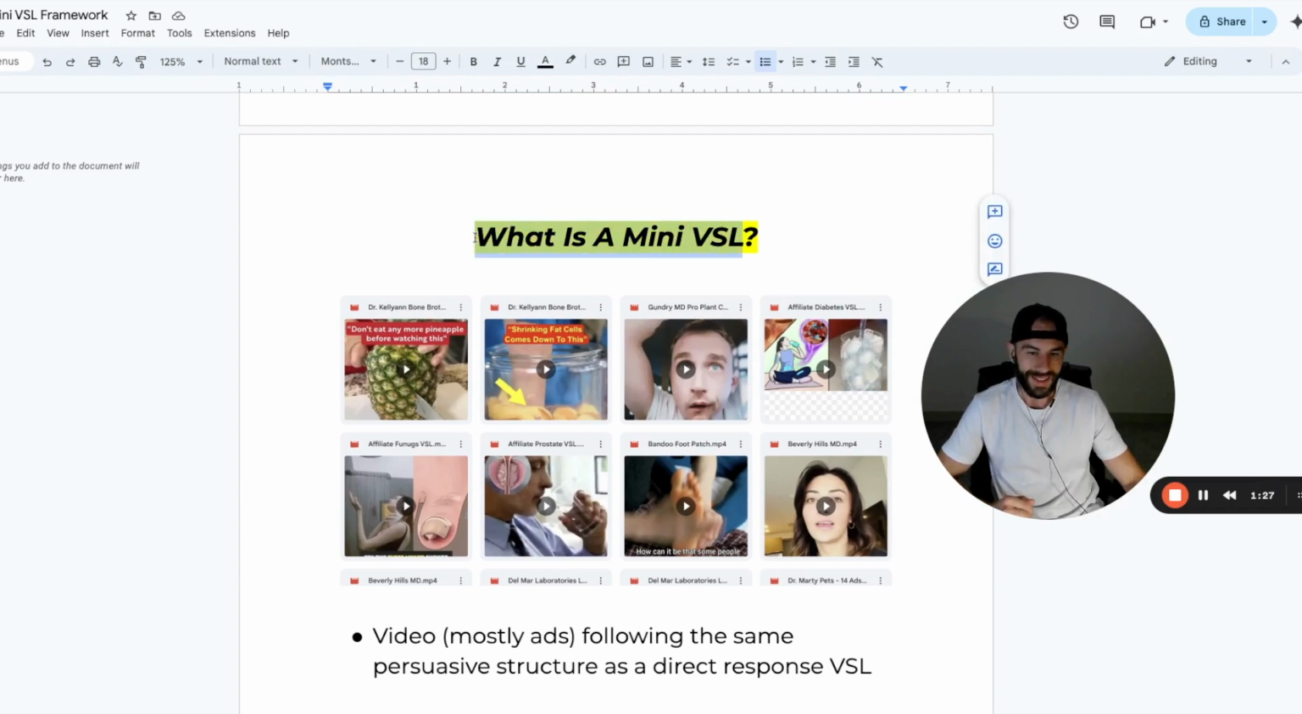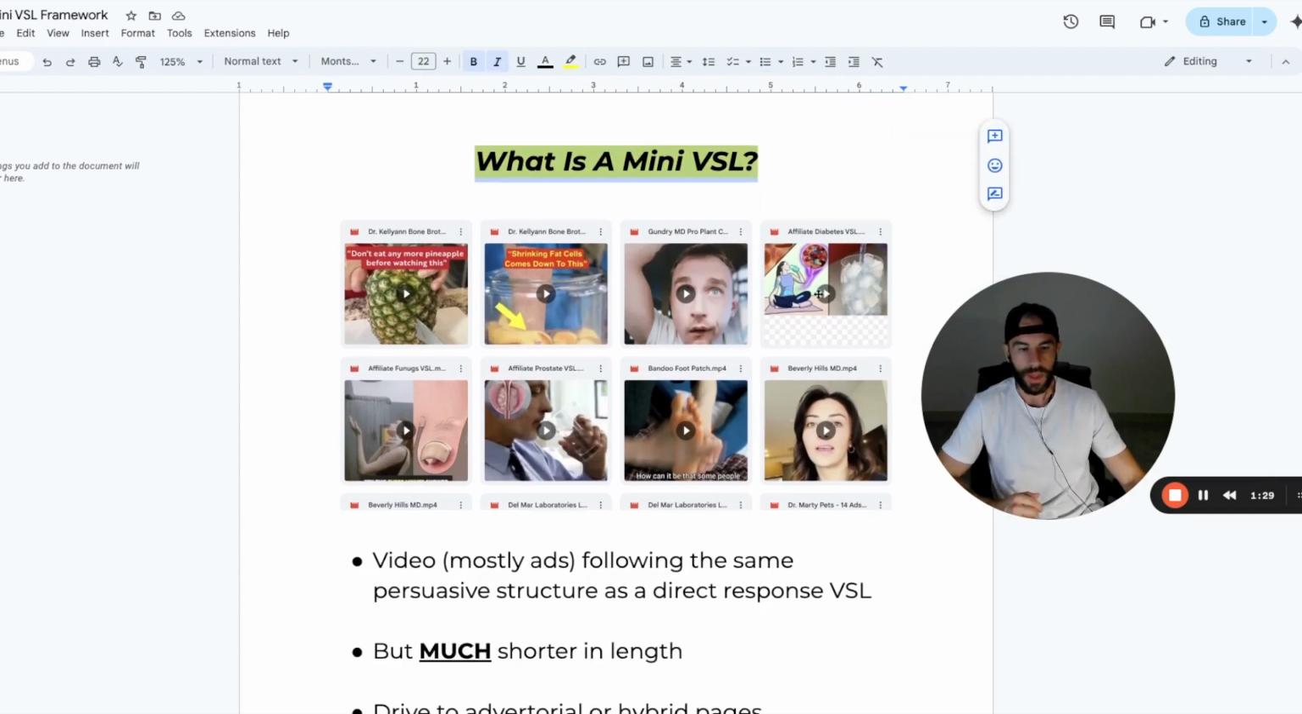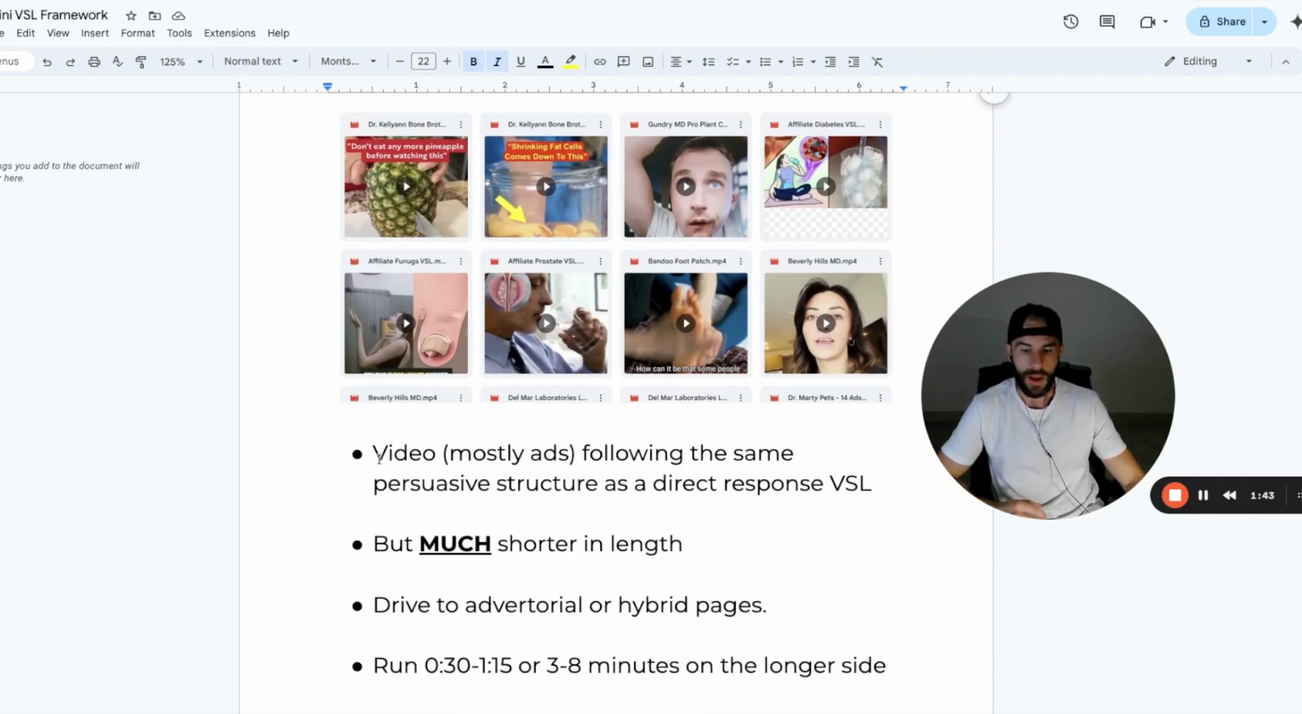But what is a mini VSL? So like I said, you've inevitably seen these on Facebook, Instagram, maybe TikTok. They're going to be shorter videos that have a big attention grabbing visual and verbal hook that gets you sucked into the video. And they are going to be mostly ads that run on the platform, but they're going to follow the exact same persuasive structure as a direct response VSL, but in a much shorter length.